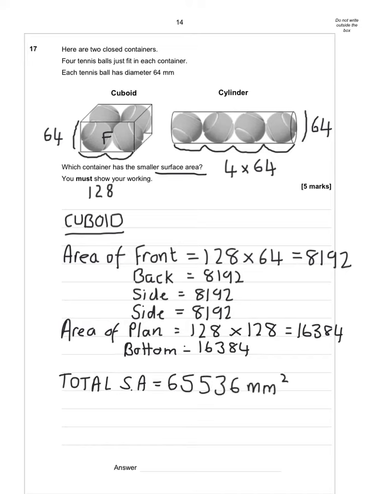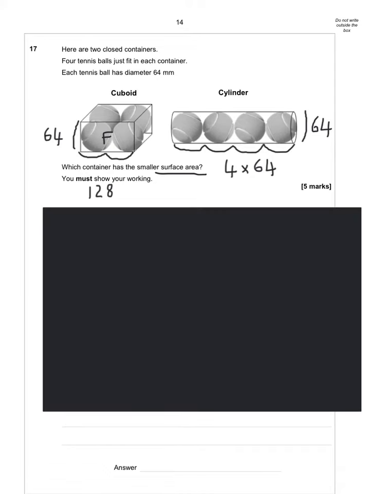So that's 65,536 millimetres squared. Now for the cylinder. Time for the cylinder. So we have to find the surface area of a cylinder here. Now a closed cylinder has three faces. So we have this circle at the end of the tube, this circle on the other end of the tube, and if I unwrap the tube, I have a rectangle. Now I know how wide this rectangle is because I know it's 4 tennis balls wide. Now 4 times 64 gives me 256.